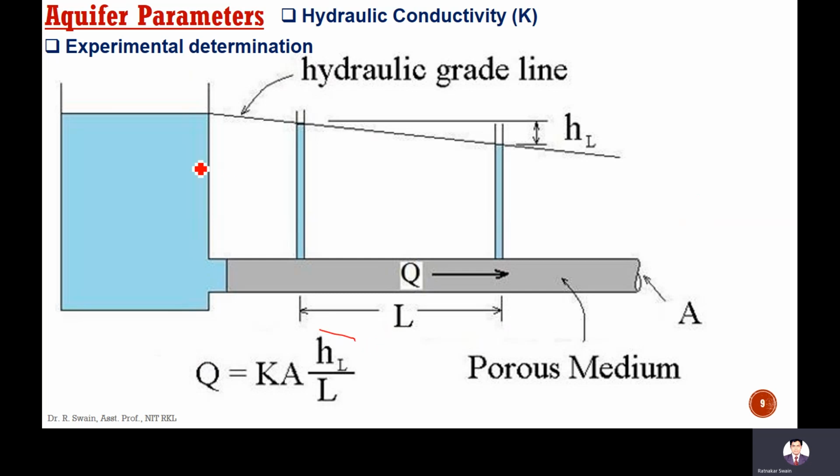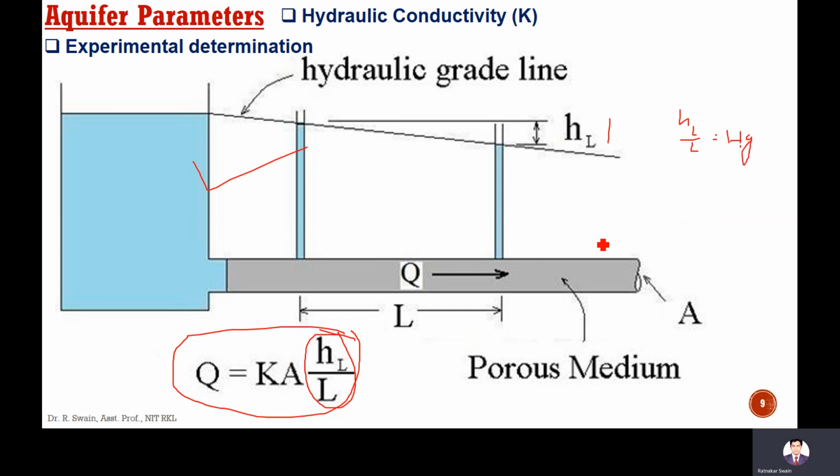This is Darcy's experiment. This is Darcy's equation: discharge Q is equal to K into A into HL by L. HL by L, that is the change in hydraulic head per unit length, is called the hydraulic gradient.